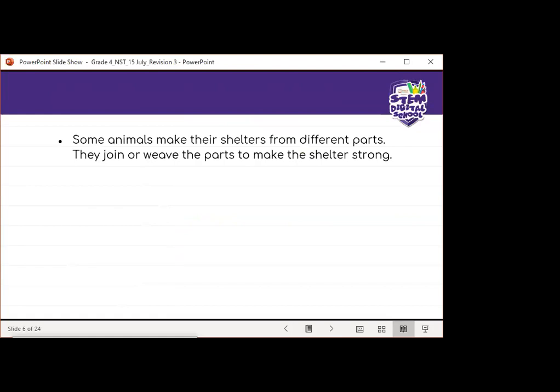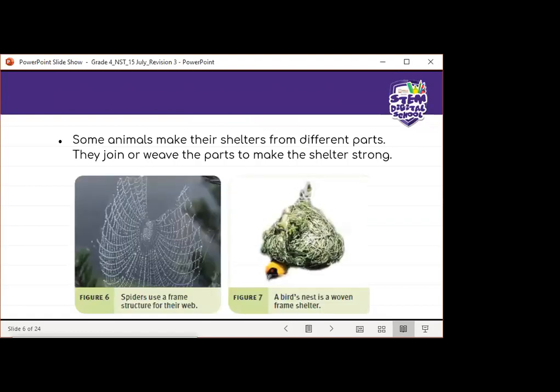Right. So moving right along, we learned that some animals make their shelters from different parts. So they join or weave the parts to make the shelter strong. And here are examples. Spiders use a frame structure for their web. So the spider web is a shelter for the spider. And in the next picture, indicated by figure 7, we see that a bat's nest is a woven frame shelter.